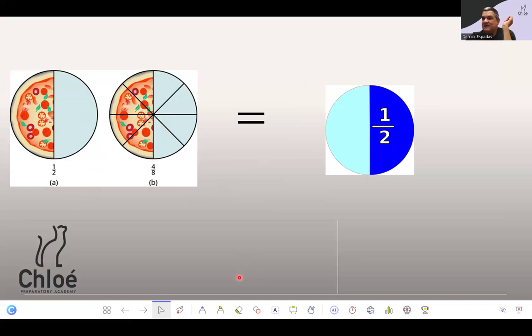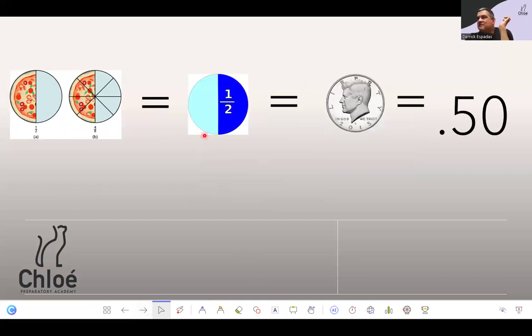So let's start taking a look. How do I get from 1/2, the fraction, to 0.5, the decimal? Because 0.5, 50 cents, 1/2, half. How do I mathematically get there? So let's take a look.